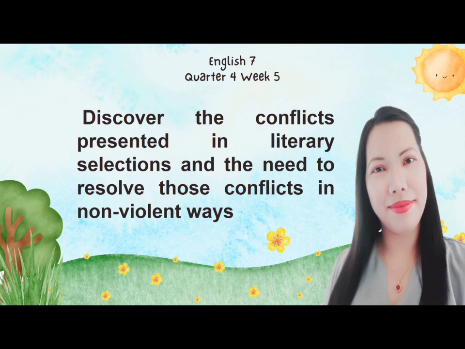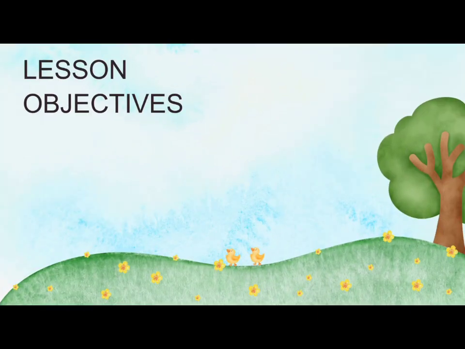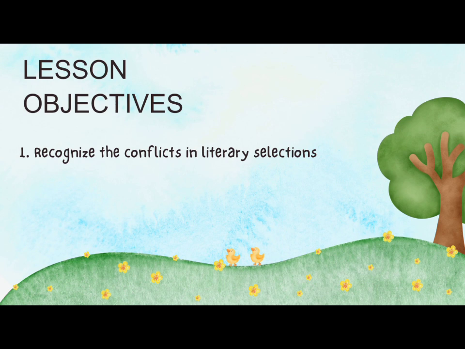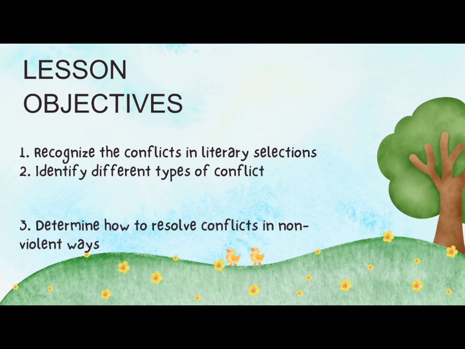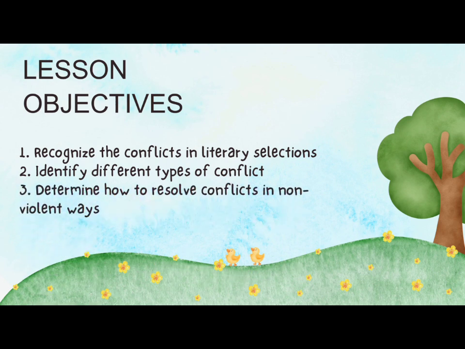This video lesson is for Grade 7 English Quarter 4 Week 5, and the competency in this lesson is discover the conflicts presented in literary selections and the need to resolve those conflicts in non-violent ways. The objectives of this lesson are: recognize the conflicts in literary selections, identify different types of conflict, and determine how to resolve conflicts in non-violent ways.